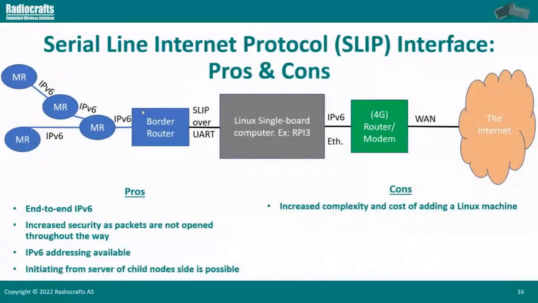So of course, the first advantage of using SLIP is the end-to-end IP version 6. It means that you have the security of IP version 6 packets because packets are not opened in the middle anywhere in the architecture. They are not opened and changed from V4 to V6 or so on. They stay IP version 6. And of course, IP version 6 addresses are global, so you can address any node from anywhere. And you can initiate from the server or the child nodes or wherever you want.